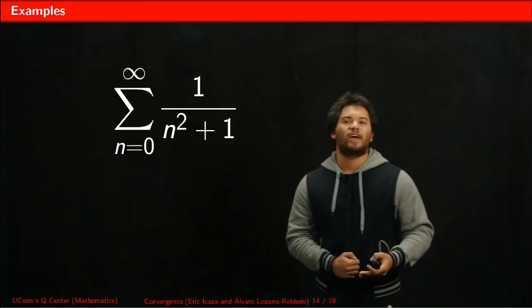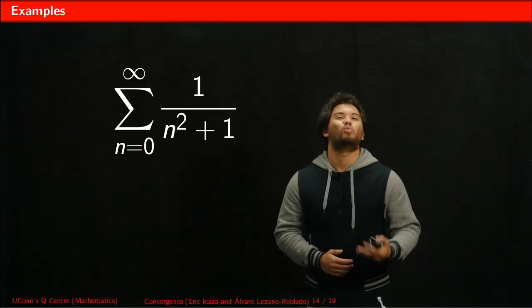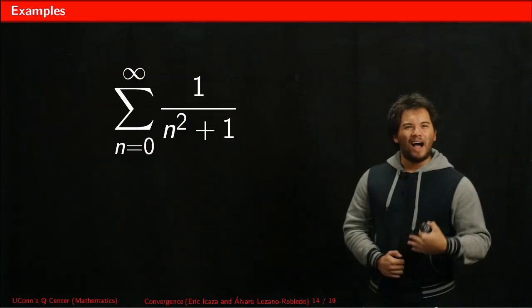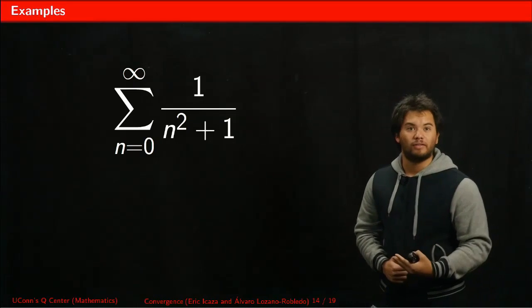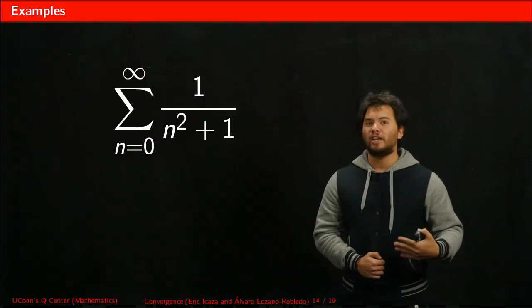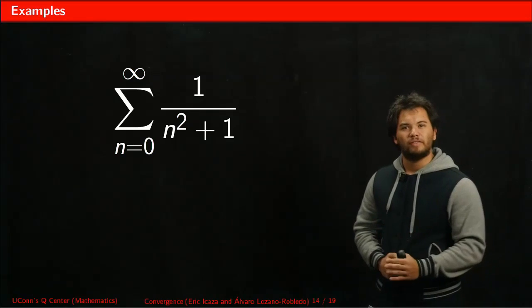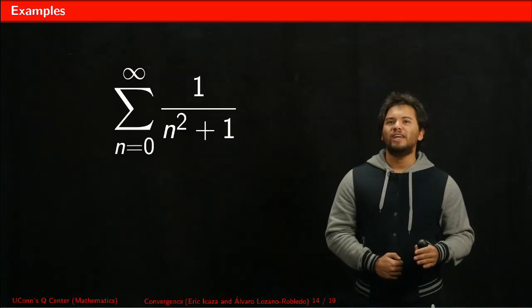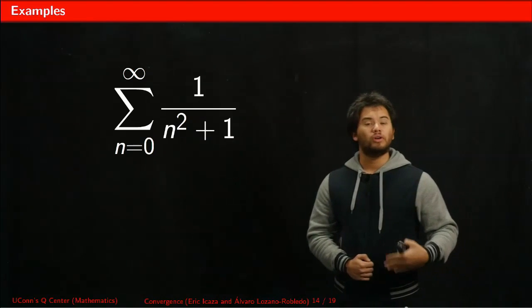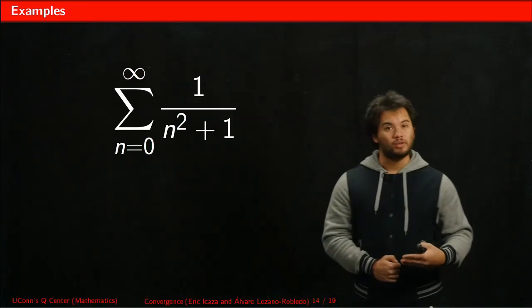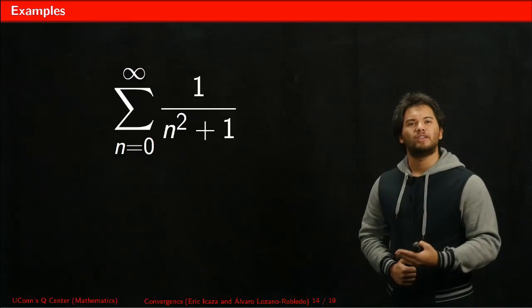Next example I want to look at is the infinite series from n equals 0 to infinity of 1 over n squared plus 1. Now something like this, I don't see any tests immediately that will tell me right off the bat that this will converge or diverge. You can try the divergence test and you see that it does approach 0, and so it's not going to diverge based off that. What I noticed though is that this looks very much like 1 over n squared, which we know will converge by the p-series test where p equals 2. So I'm going to use a comparison test to 1 over n squared.